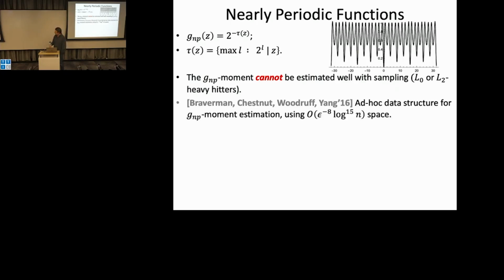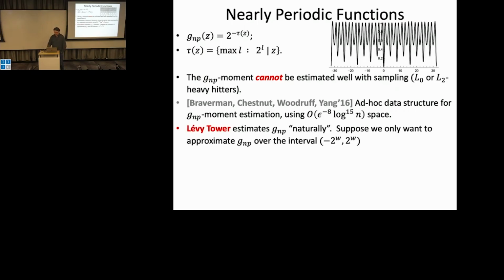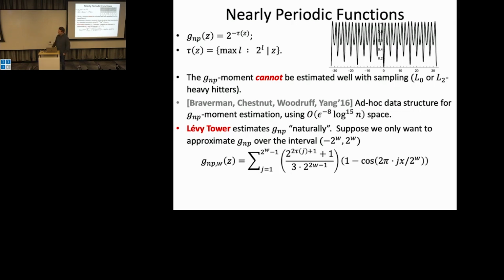Nonetheless, they came up with a pretty complicated ad hoc way to do it. And the Levy tower just does this naturally. One way you can see how the Levy tower does this naturally is you could say, we only care about entries in a polynomial range. So let's say this polynomial is like w bits. So we're looking at entries between -2 to the w and 2 to the w. And by taking the Fourier transform of this function, we can actually write out an explicit form of this GMP function in the 1 minus cosine basis.